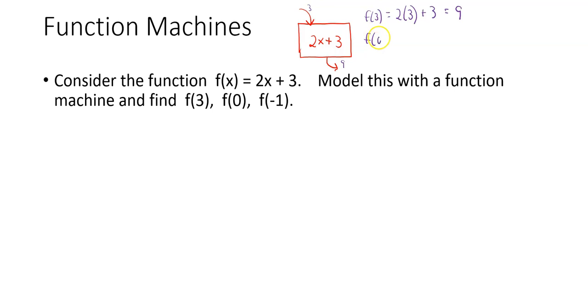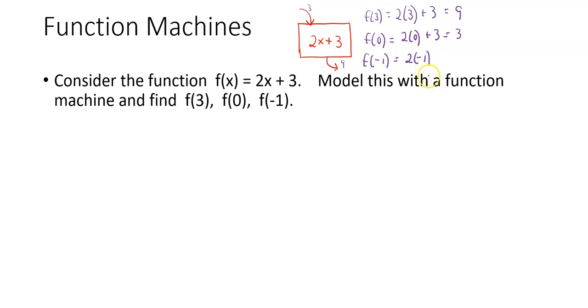So let's say you put a 0 into the function machine. You certainly can do that. It takes the 0, multiplies it by 2, and adds 3. 2 times 0 is 0, plus 3 is 3. You can put negative numbers into my function machine.